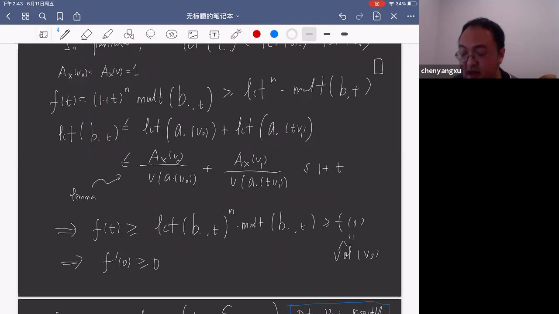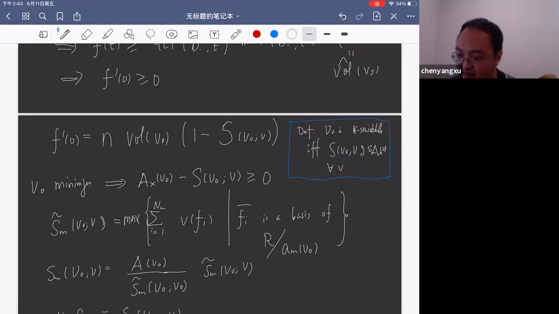So now I take the derivative, I just calculate it, and then it has the form n times the volume of something times one. But what's one? Remember, this is just my A of V0. But then there's another term which is S of V0, V.